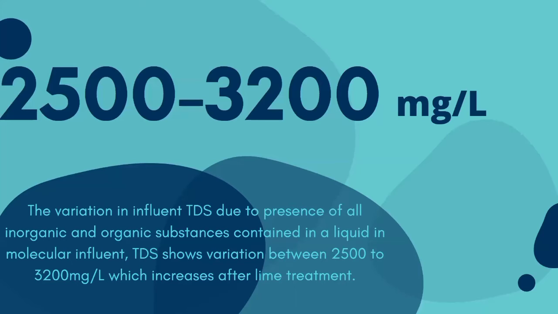Next slide. The variation in influent TDS is due to the presence of all inorganic and organic substances contained in a liquid in the influent. TDS shows variation between 2500 to 3200 milligram per liter.